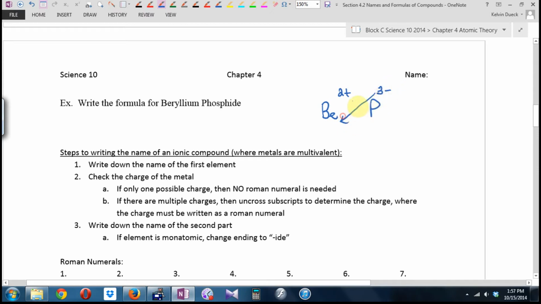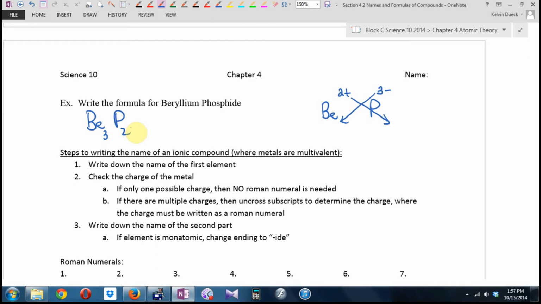Crisscross. And until you get really good, draw the arrows and the crisscross, because it reminds you. It's going to be Be. How many berylliums am I going to need? 3 of them. And how many phosphides am I going to need? And that adds to 6 positives and 6 negatives. 3 of 2 and 2 of 3. 6 and 6, which gives you 0.